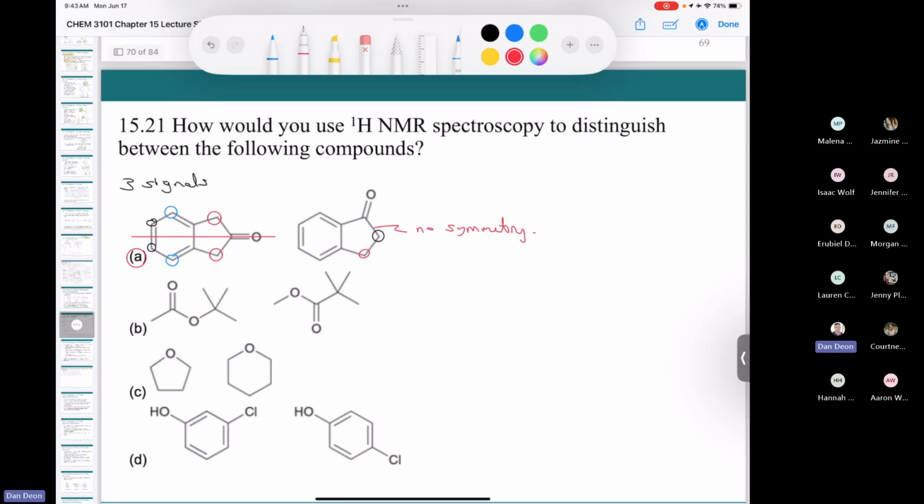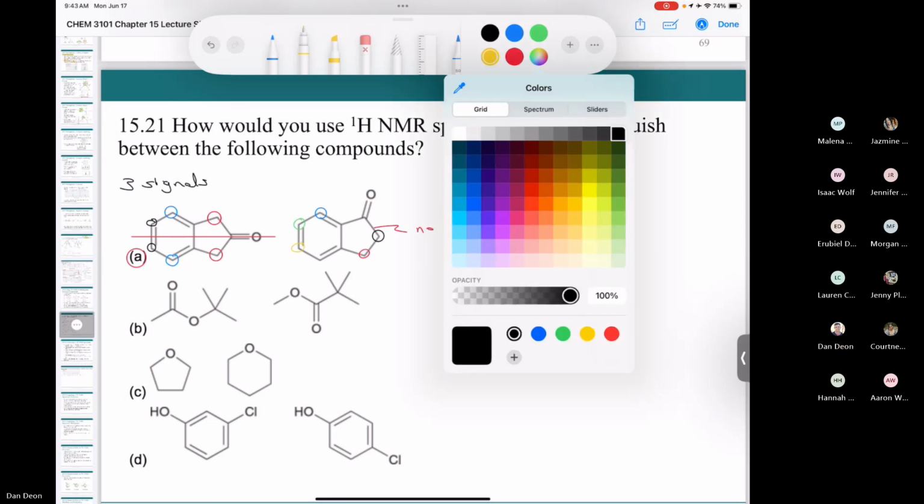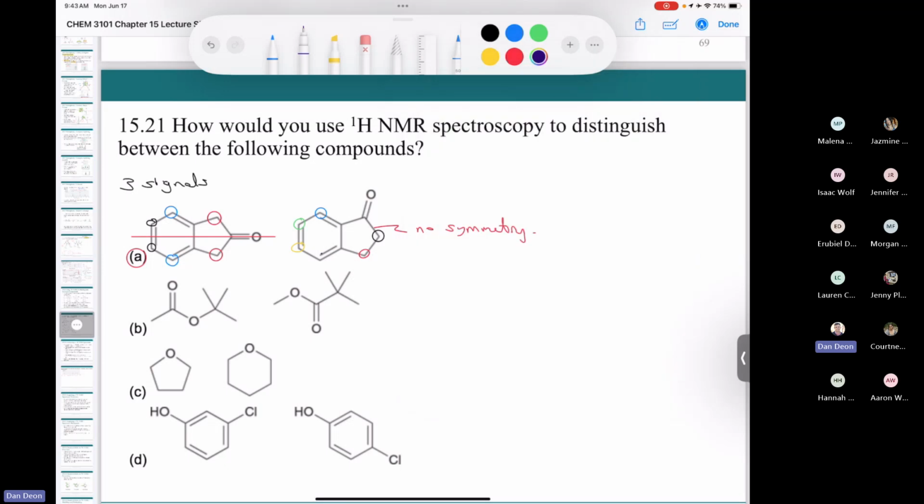You can see these 2 methylenes are different. And then all of the aromatic protons: this one, this one, this one, and this one. They're all unique. And so for that compound, we'd see a total of 6 signals. So again, very quickly, you can determine which is which.